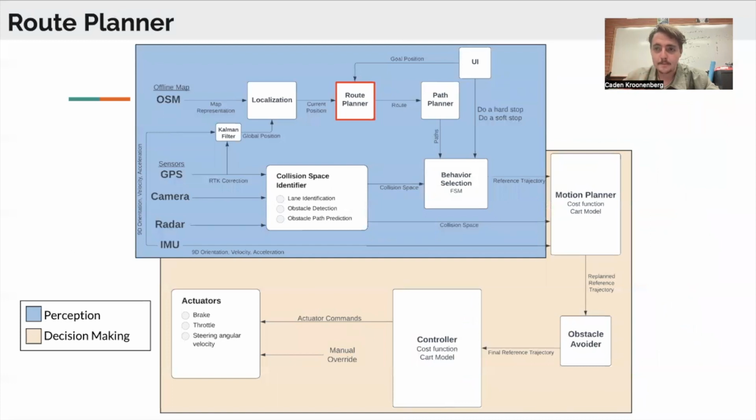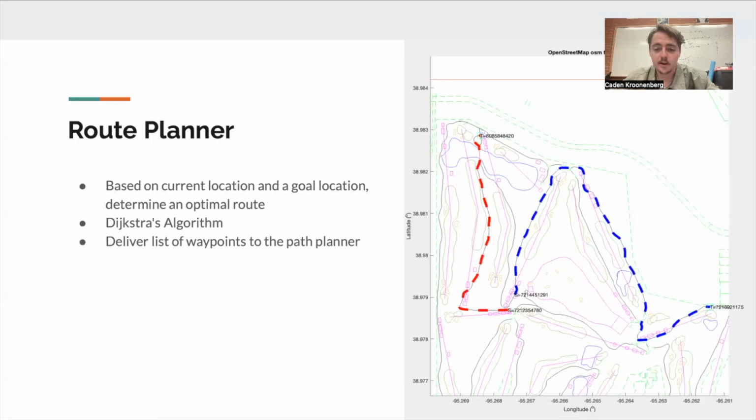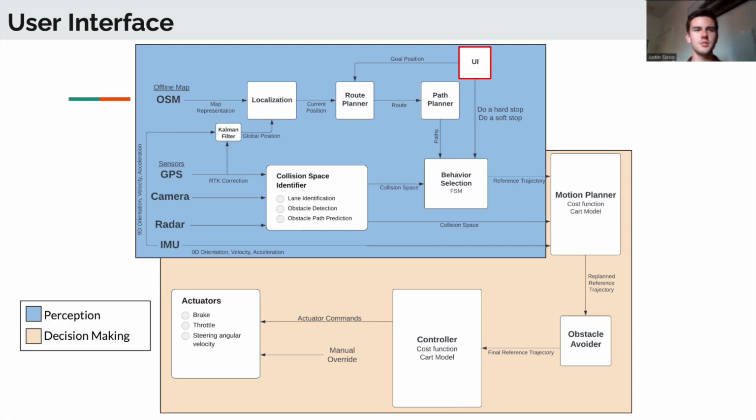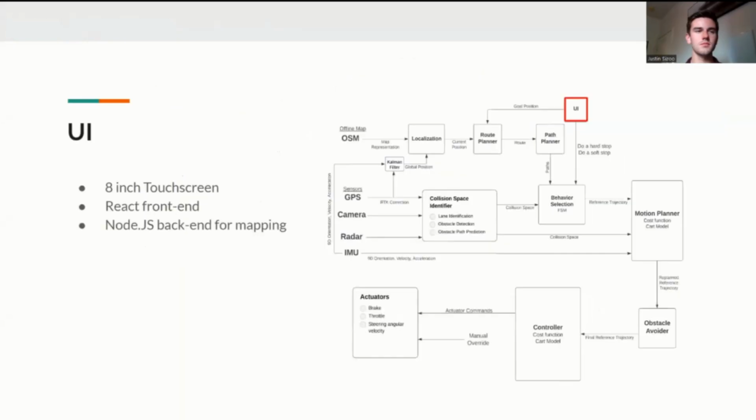Now that we have a map and we know where we are on that map, we can start to plan out a route to a destination that's specified in the UI. Because our map is implemented as a graph, we can just use Dijkstra's algorithm to find the optimal route from where we are to where we want to go. Then we deliver this route as a list of waypoints to the next module in the system, which is the path planner.